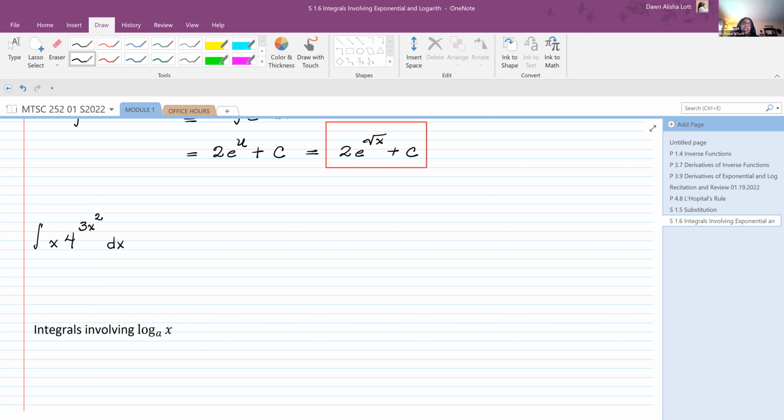Okay. Just somebody at least start us out. So take a deep breath and just give me an idea of what you think u will be, and you will see that the problem will flow in a minute. What do you think u will be? Is it 4 to the 3x squared? Okay, that's too much, because that's going to make it hard. Would it be 3x squared? 3x squared. So I'm going to let u be 3x squared.